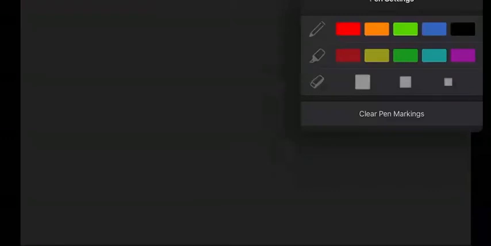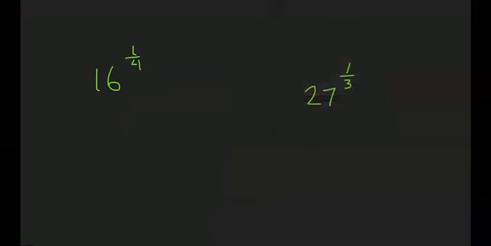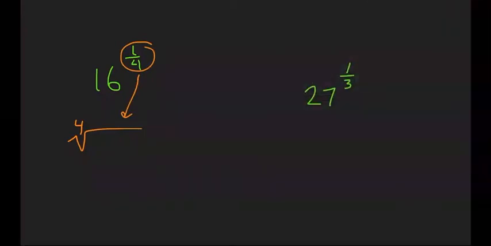So let's look at maybe 1 or 2 more. Let's say we had 16 to the 1/4 power, and let's say we have 27 to the 1/3 power. So let's try these together. So we know that anything to the 1/4 power becomes a fourth root like that. So this 1/4 literally becomes this. And then we fill in the 16.